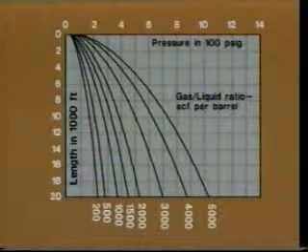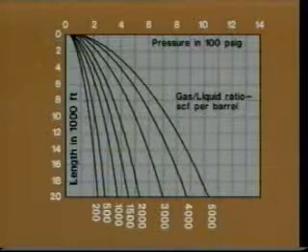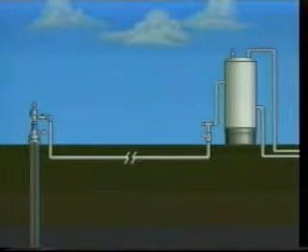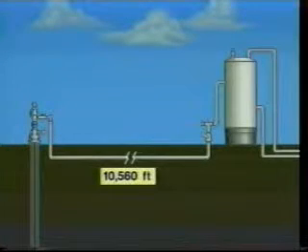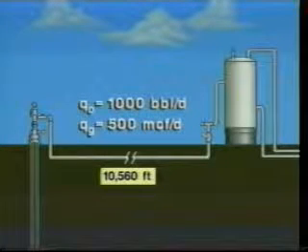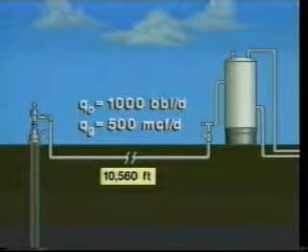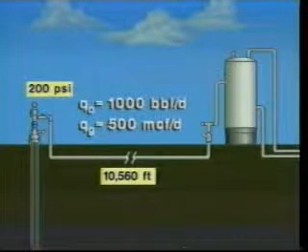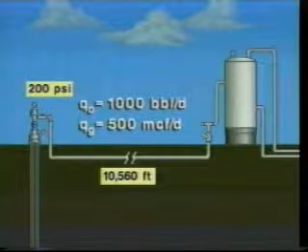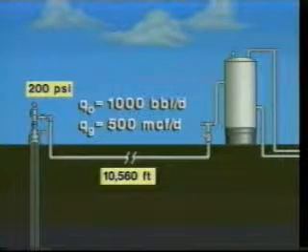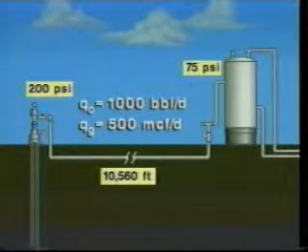Horizontal flow gradient curves are used in the same manner as vertical flow gradient curves. The example given in your manual, which will be presented here, involves designing a flow line 10,560 feet in length that will transport 1,000 barrels of oil and 500,000 standard cubic feet of natural gas per day. The flowing wellhead pressure must be 200 psi to obtain the desired production rate. The pressure at the separator, located 2 miles away from the wellhead, must be at least 75 psi.